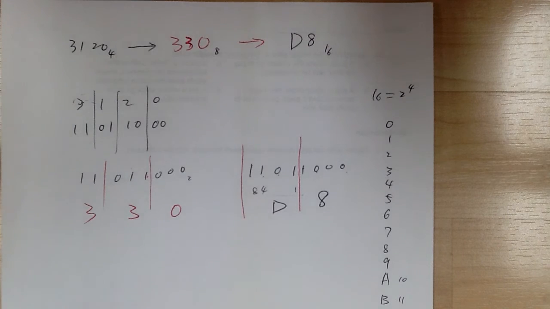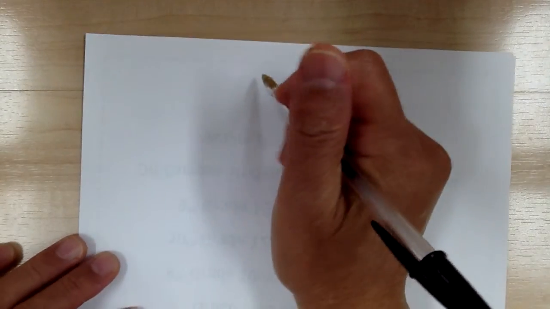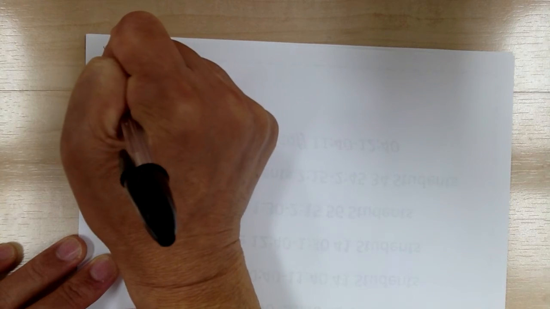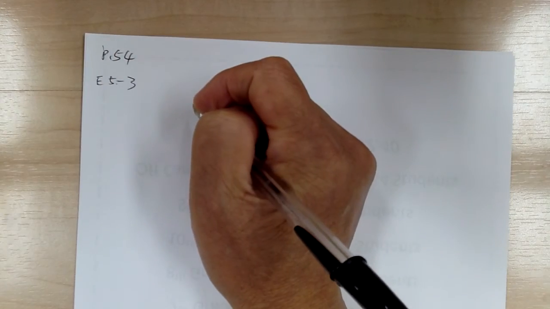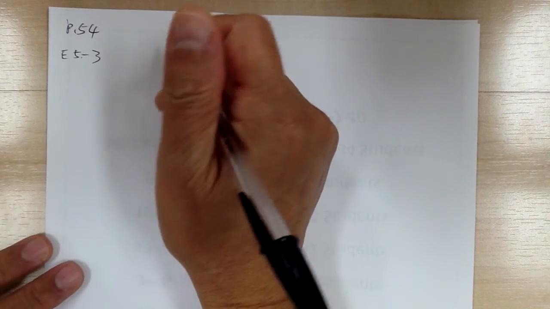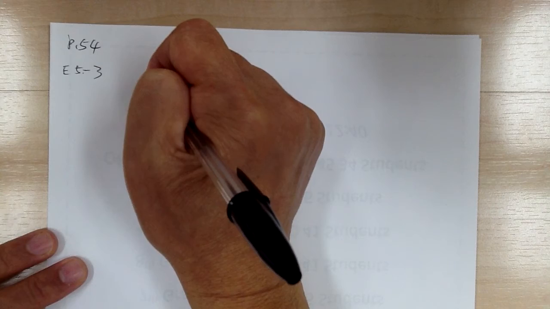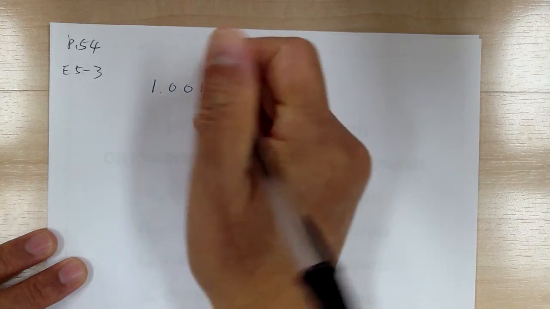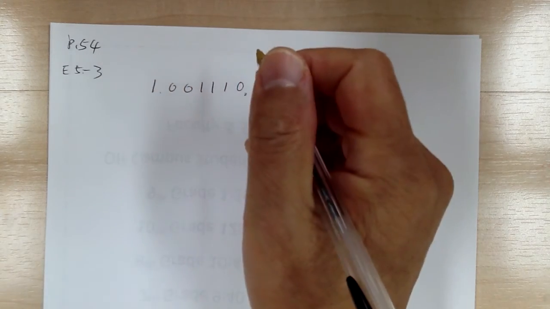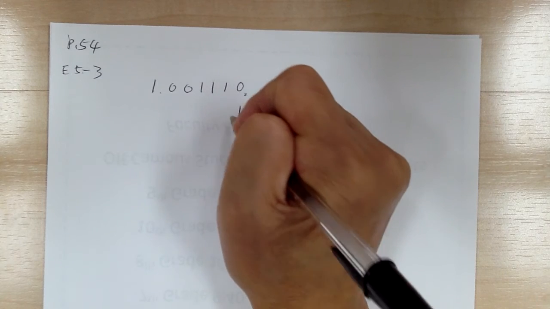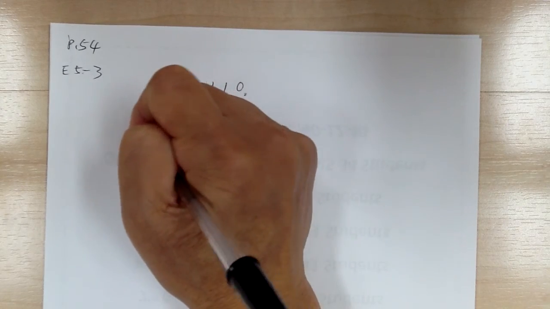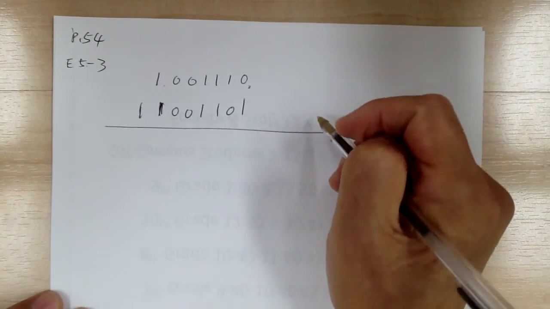Now let's go to page 54, example 5-3. You're going to add in binary. So you've got 1 0 0 1 1 1 0 base 2, and I'm going to go backwards, so you've got 1 0 1 1 0 0 1 1. Make sure none of the digits are missed carefully, and then you're going to add.